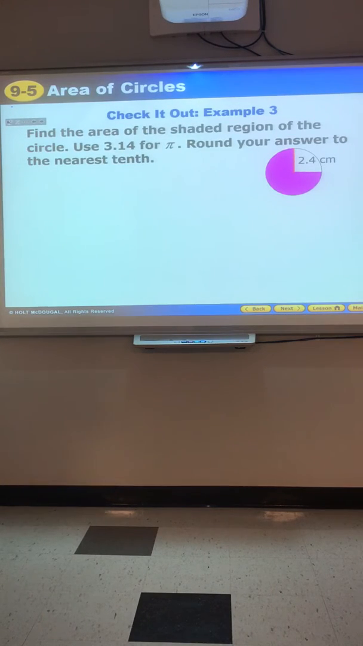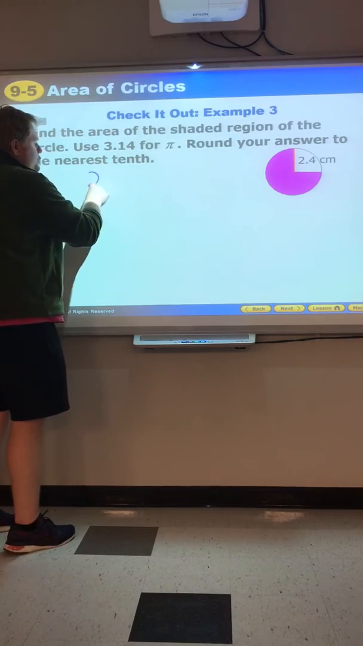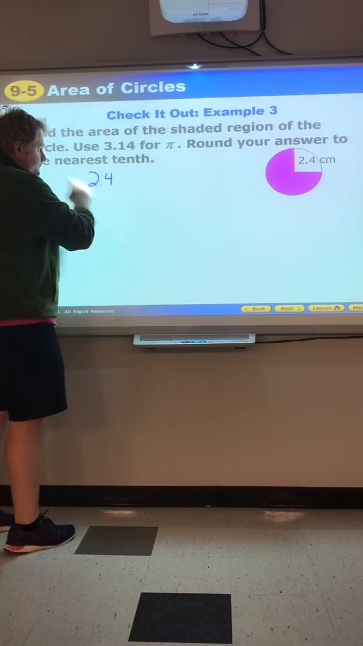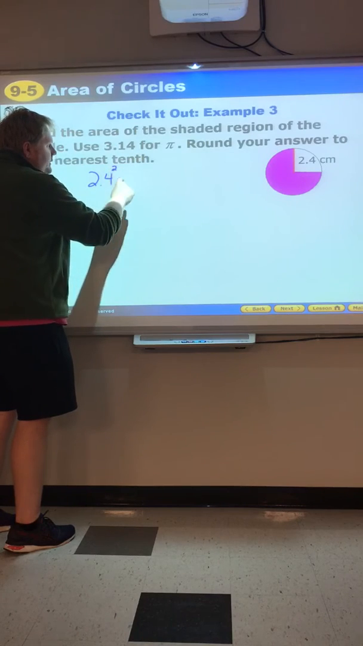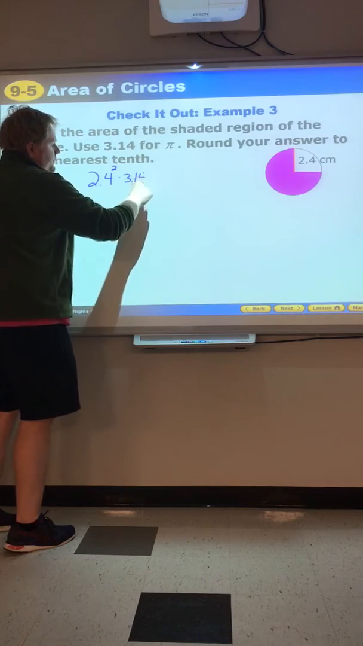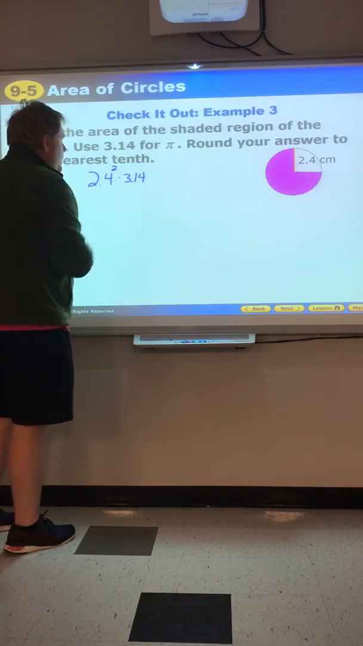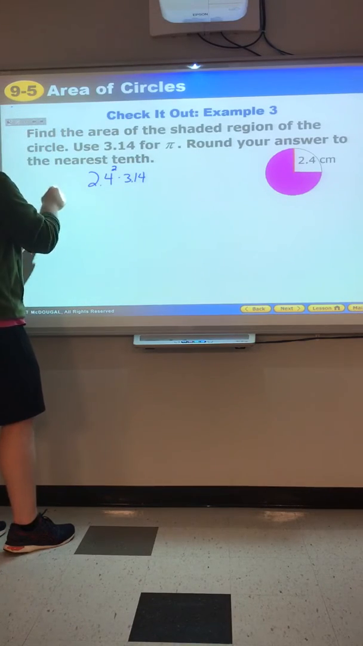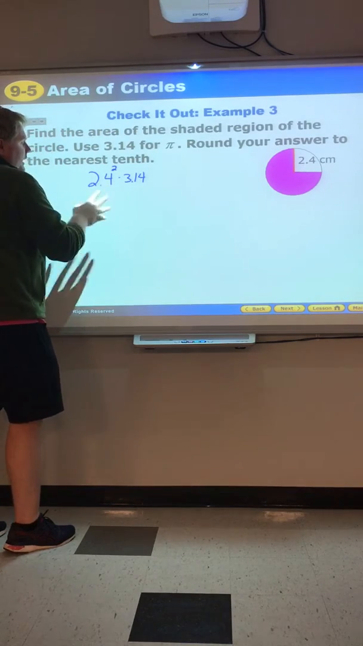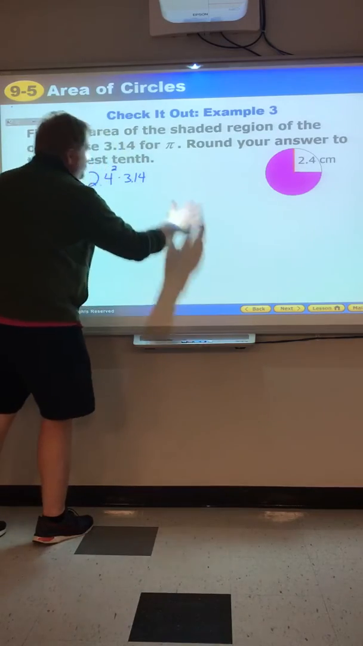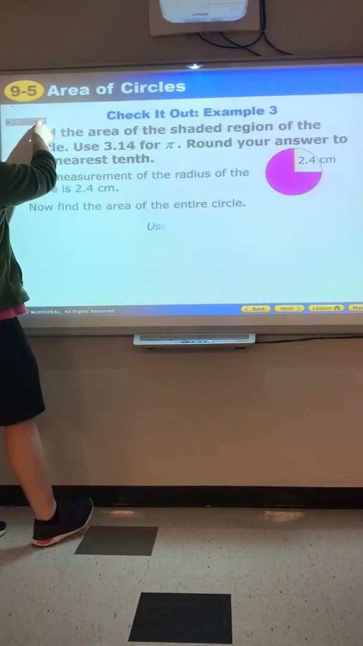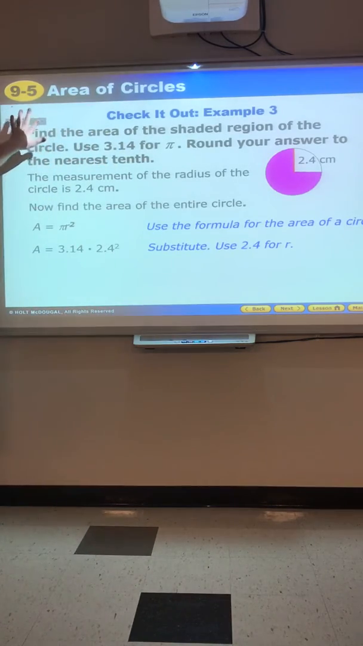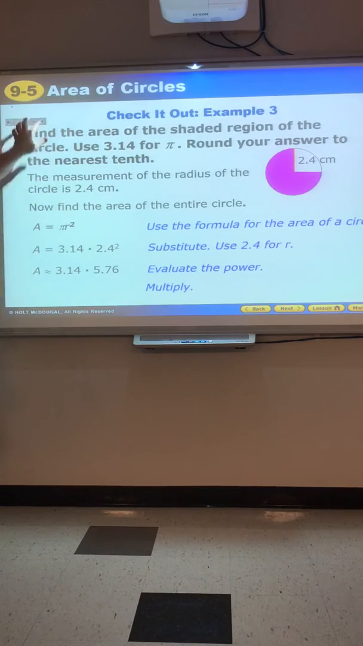3/4! Well, we can use the same process. 2.4 squared times 3.14. If I do 2.4 times 2.4, I'll get my answer. And let's get all the way to the area of the whole circle. Do you see how they used it? They got all the way to the area of the whole circle.